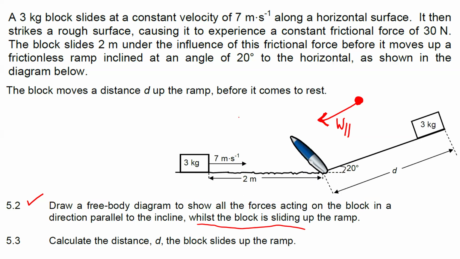Because when it slides up the ramp, you need to take note of the fact that it moves up a frictionless ramp. If this ramp is frictionless, it means that there's no friction, but it is sliding up by dint of its momentum. And so the parallel component of the weight is going to be W parallel there. So this is the only force you have. It is the parallel component of the weight.